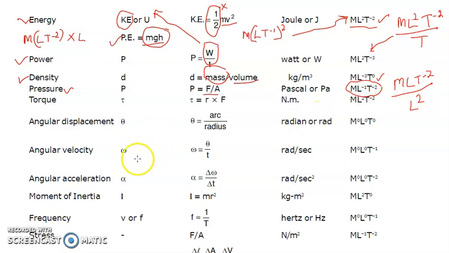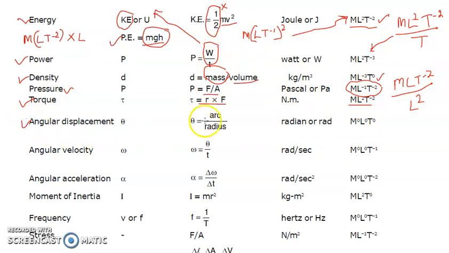I'll tell you a few more. You can just try to remember as many as you can. Of course, you won't be able to remember all of these formulas, but try to remember the maximum of these. Next is torque. Torque is known as the rotating effect of force. We'll learn in detail in chapter 5. The formula is force into distance. Force you already know, into distance it will be ML2 T minus 2.